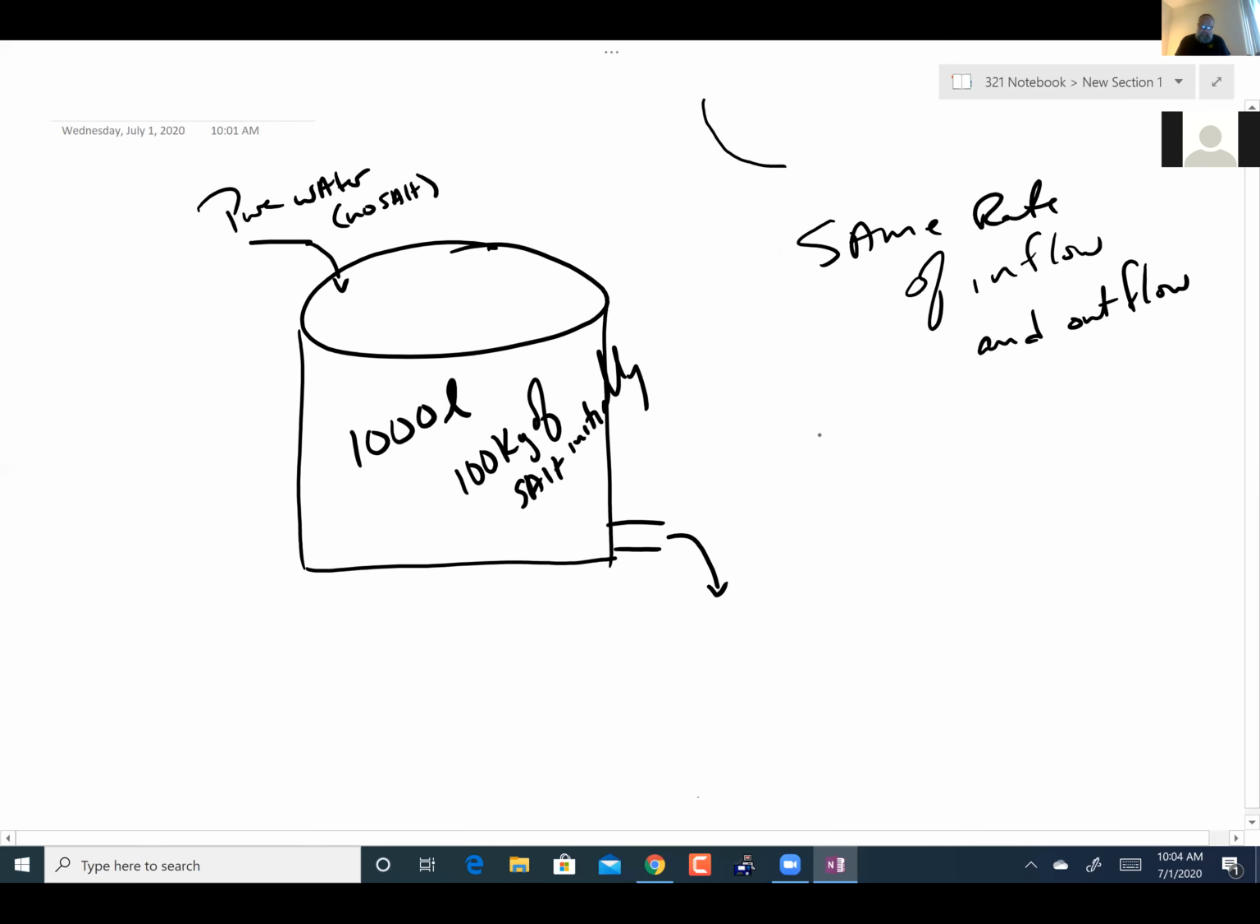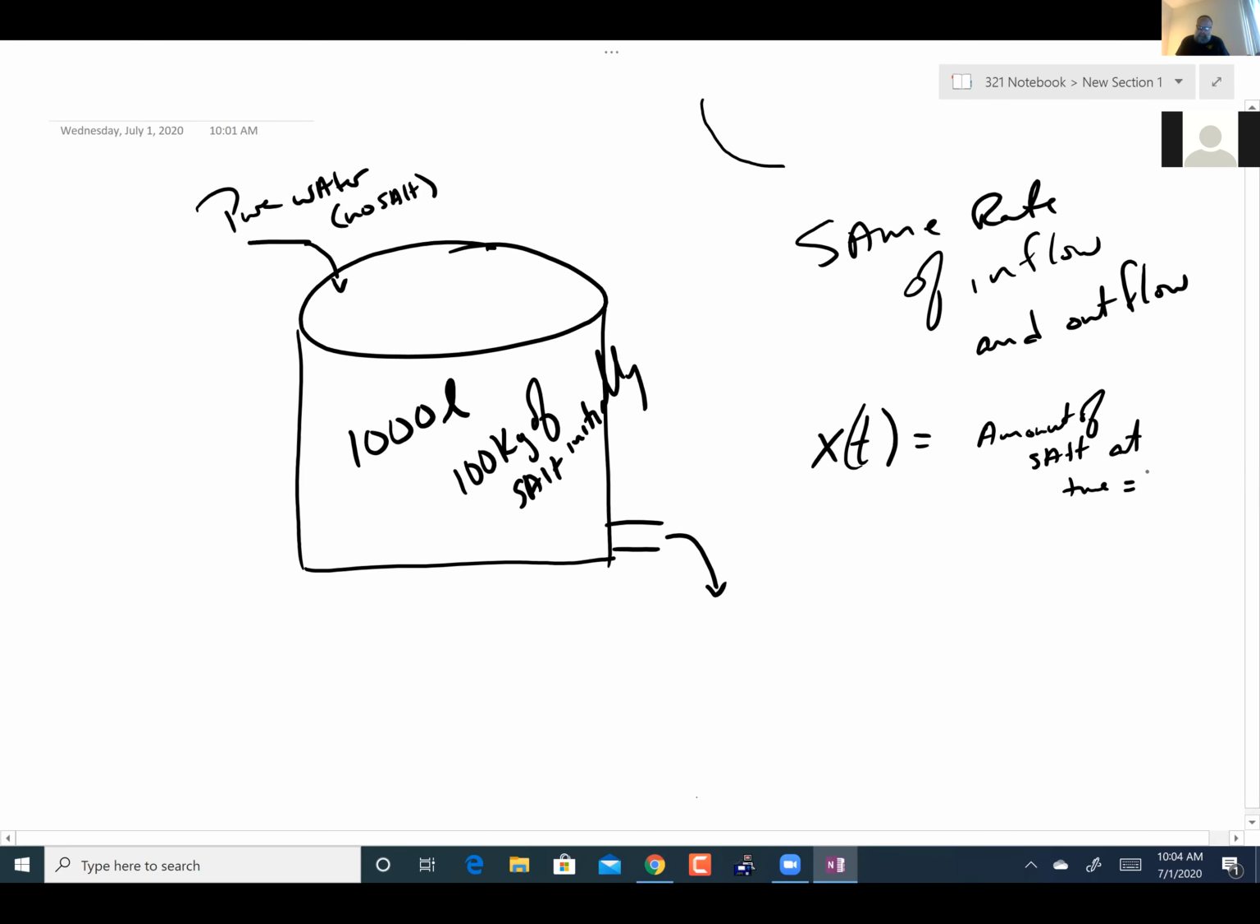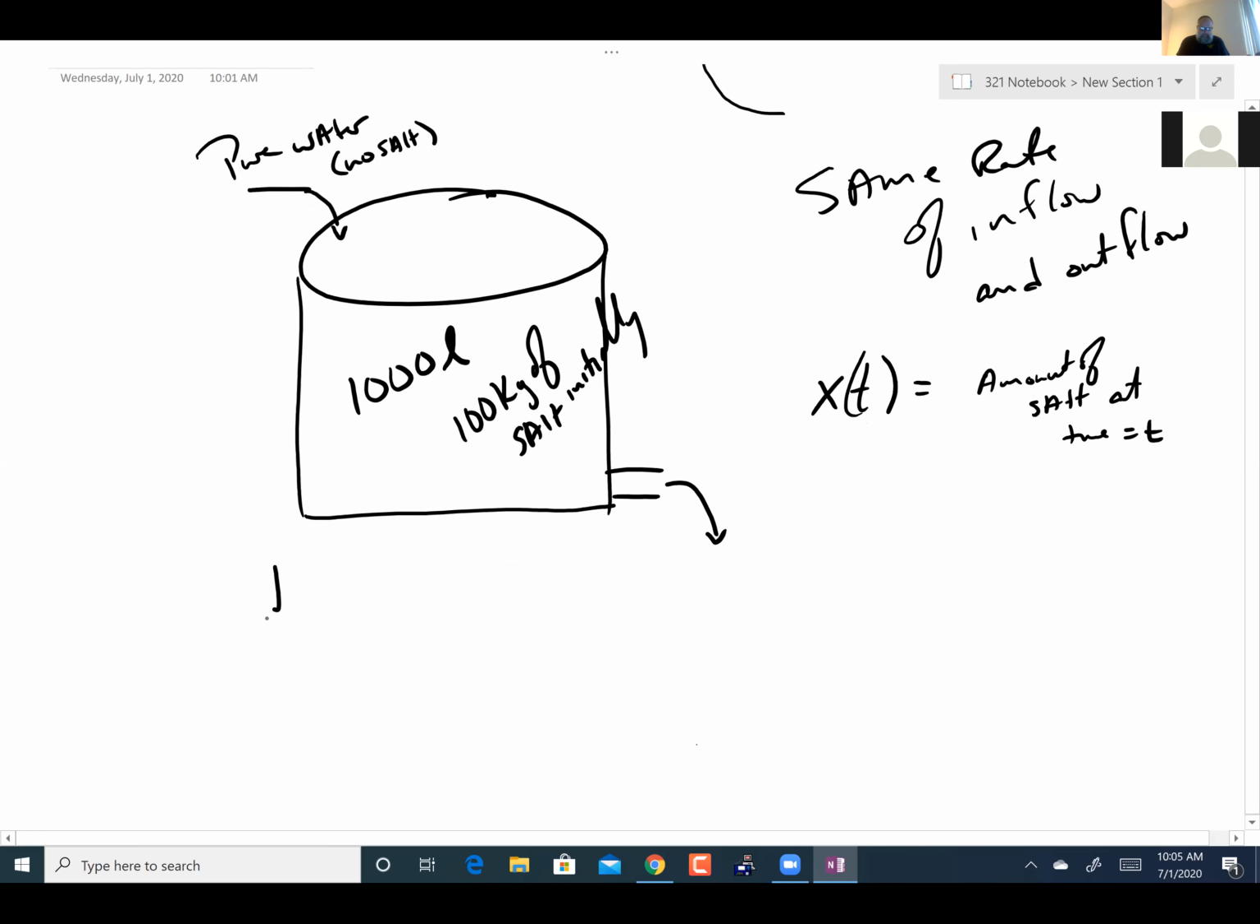What we're trying to do is get a function x of t equal to whatever, where x of t is the amount of salt at time t. So it's going to look something like this: dx/dt is equal to negative, because it's going out, x over 1,000. Now think about that for a second.